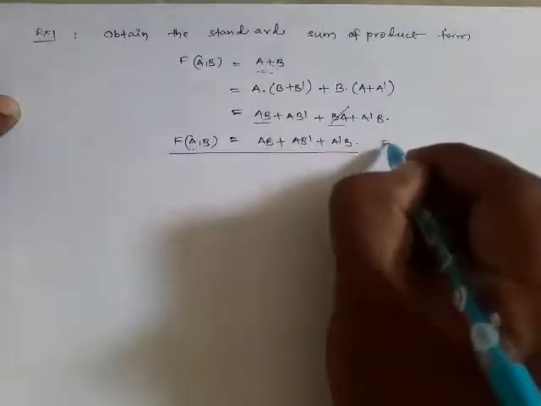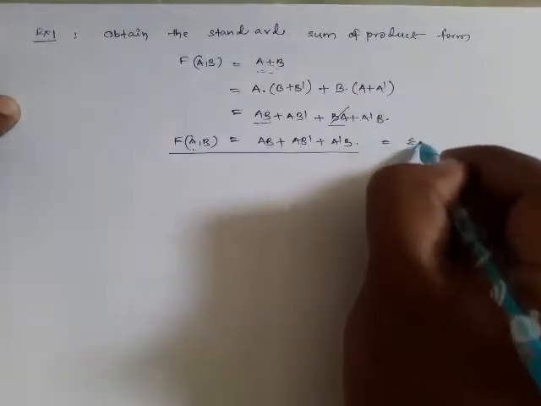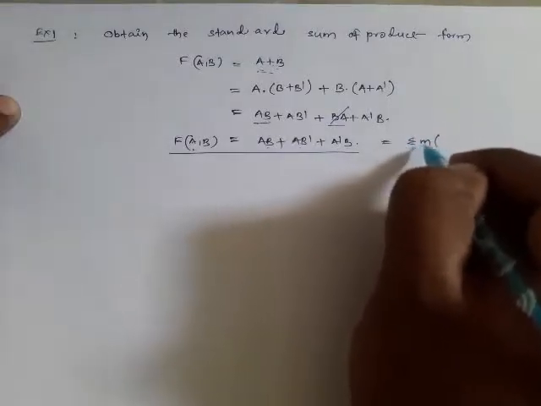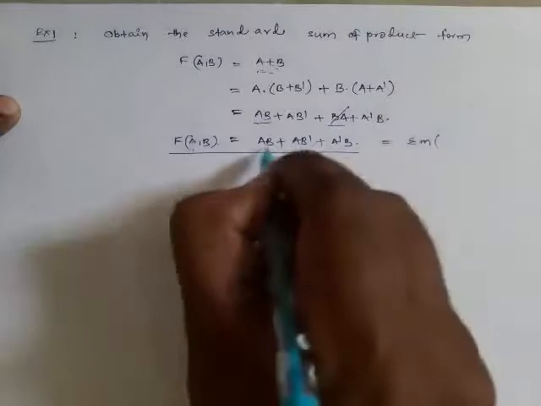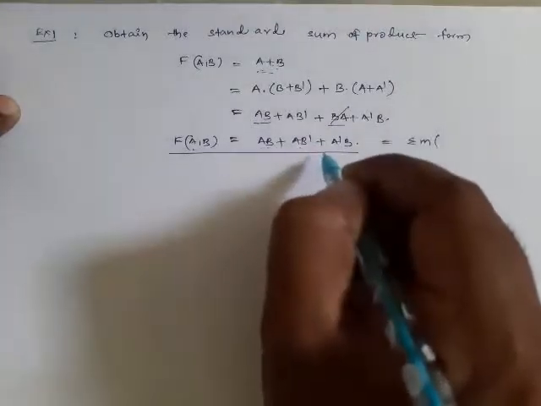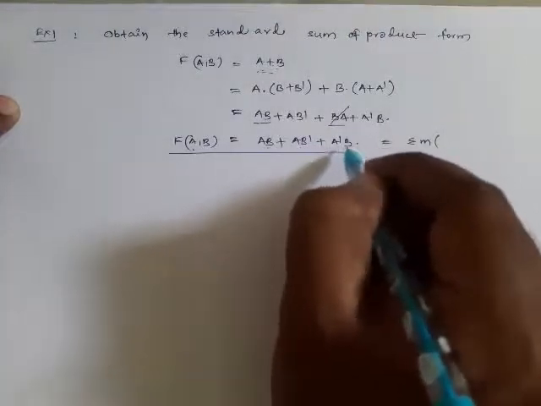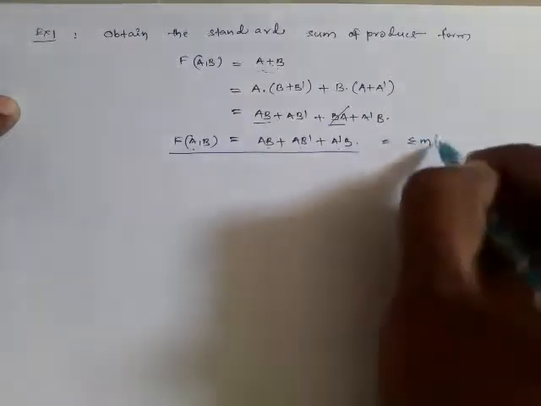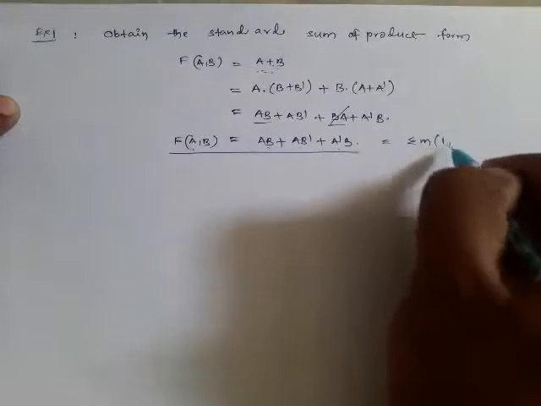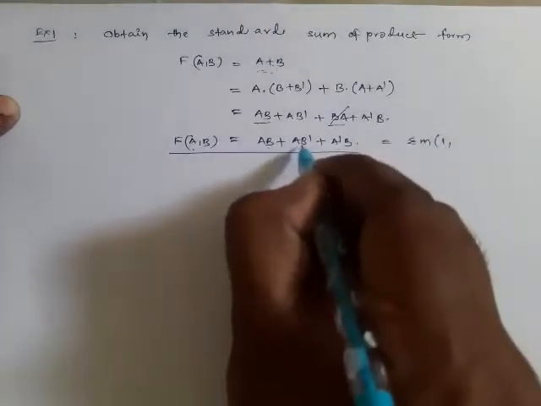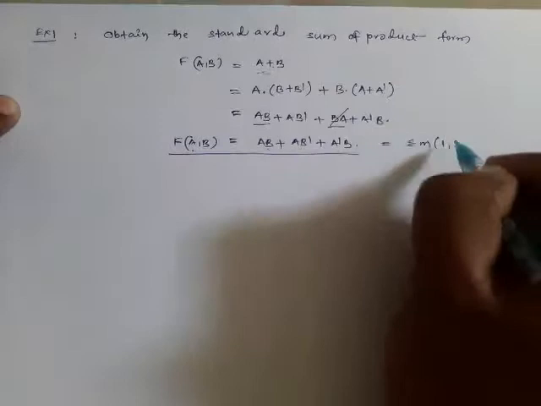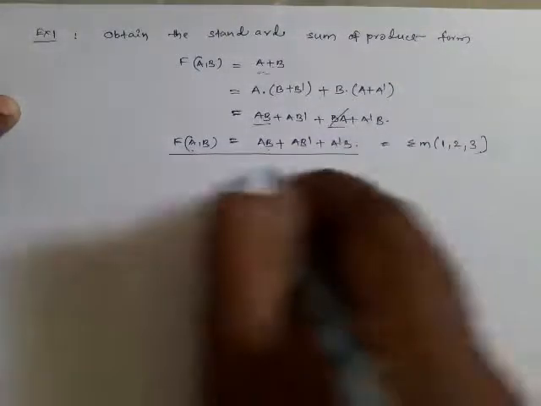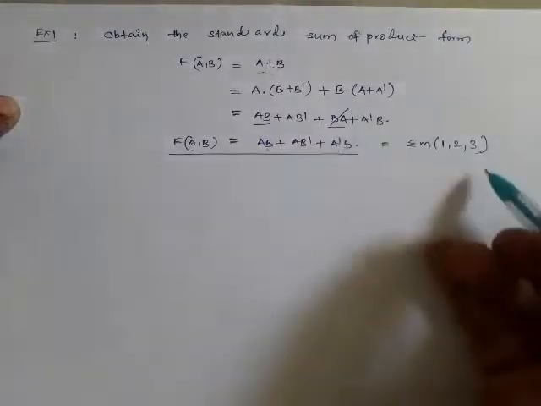And in short, since all of them are minterms which are summed, this can be represented as summation of minterms. This is 0 1, so decimal equivalent is 1, and this is 1 0, decimal equivalent is 2, and this is 1 1, decimal equivalent is 3. I can write this expression in short in this way.